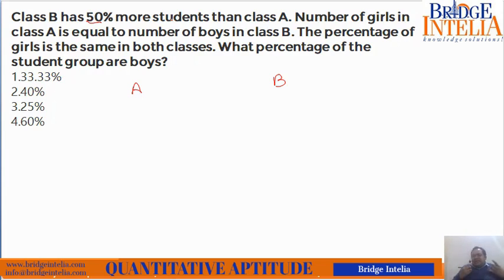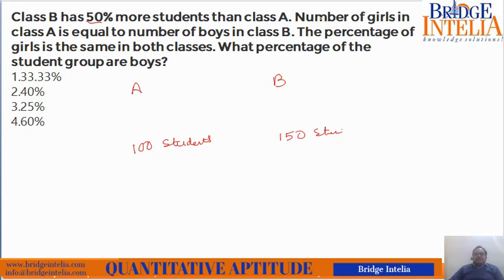So you can take dummy values. Till now we have the habit of assuming x, and then we see eventually these x gets cancelled out. In these kinds of questions, the dummy values do not affect the final answer. So why not choose convenient dummy values? It is given that class B has 50% more students. So assume class A has a total of 100 students, and class B, 50% more, so 150 students.